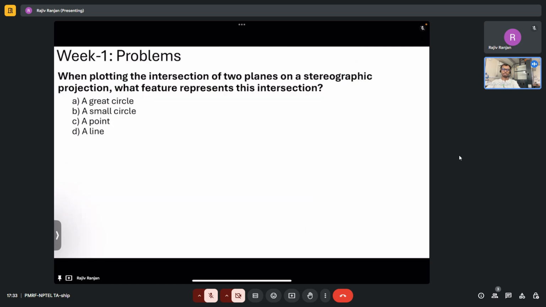Let us move to the next question. When plotting the intersection of two planes on a stereographic projection, what feature represents this intersection? Option A, great circle. Option B, small circle. Option C, point. Option D, a line.